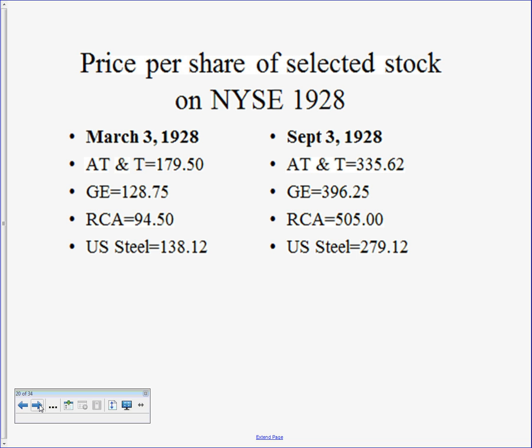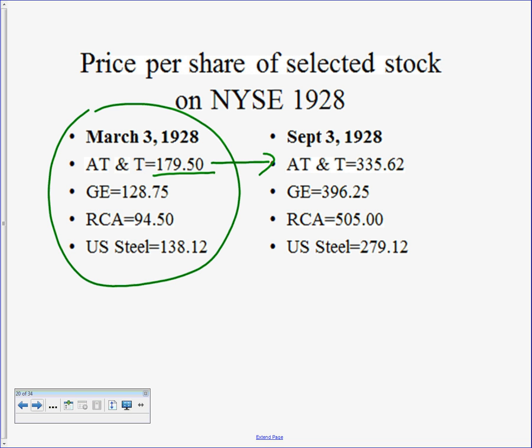Look at March of 1928. Here's your value per share of stock. This is what a stock would cost. So AT&T, telephones, brand new, new in people's houses. They're going to start having dial phones. This is a new concept, new technology, kind of like the iPhone. You've got to get on this, right? Within 6 months, look what happens. It doubles in value to $335 a share.